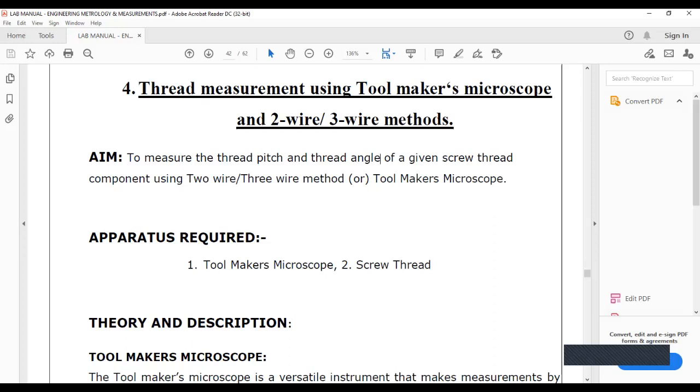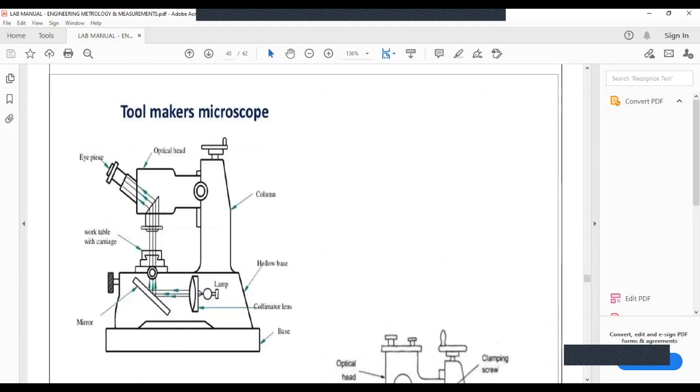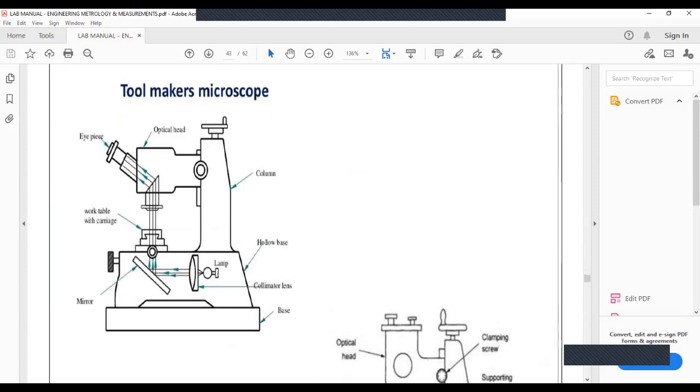Now, compared to the metallurgical microscope, how is this tool maker microscope different? The tool maker microscope is again one kind of microscope only, but within this we are going to measure some of the parameters. The measurement is done by means of insertion of some other instruments like micrometers, vernier calipers, something like that. So whenever a microscope is used for measurement of some parameters, at that moment it is considered a tool maker microscope.